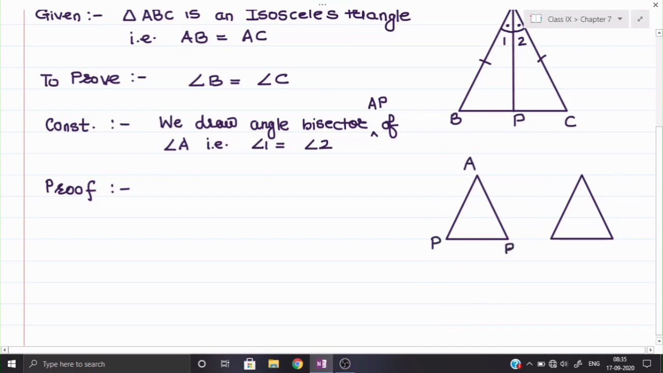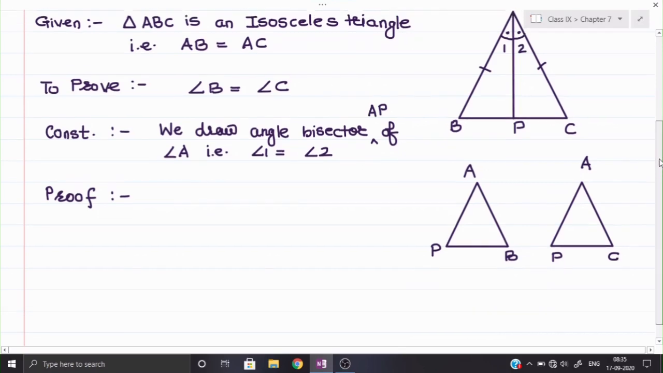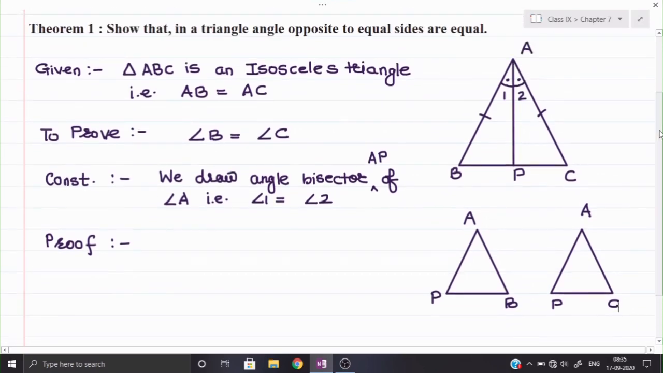You can move the vertex here and there, no problem, but give the name to both the triangles in the same way, so the corresponding vertices come at the same place. APB and APC, okay. First of all we shall see in these two triangles which things are equal. You observe AP and AP are common and that are coming at the corresponding location as well. So we can say that yes, one pair of corresponding sides we got equal.